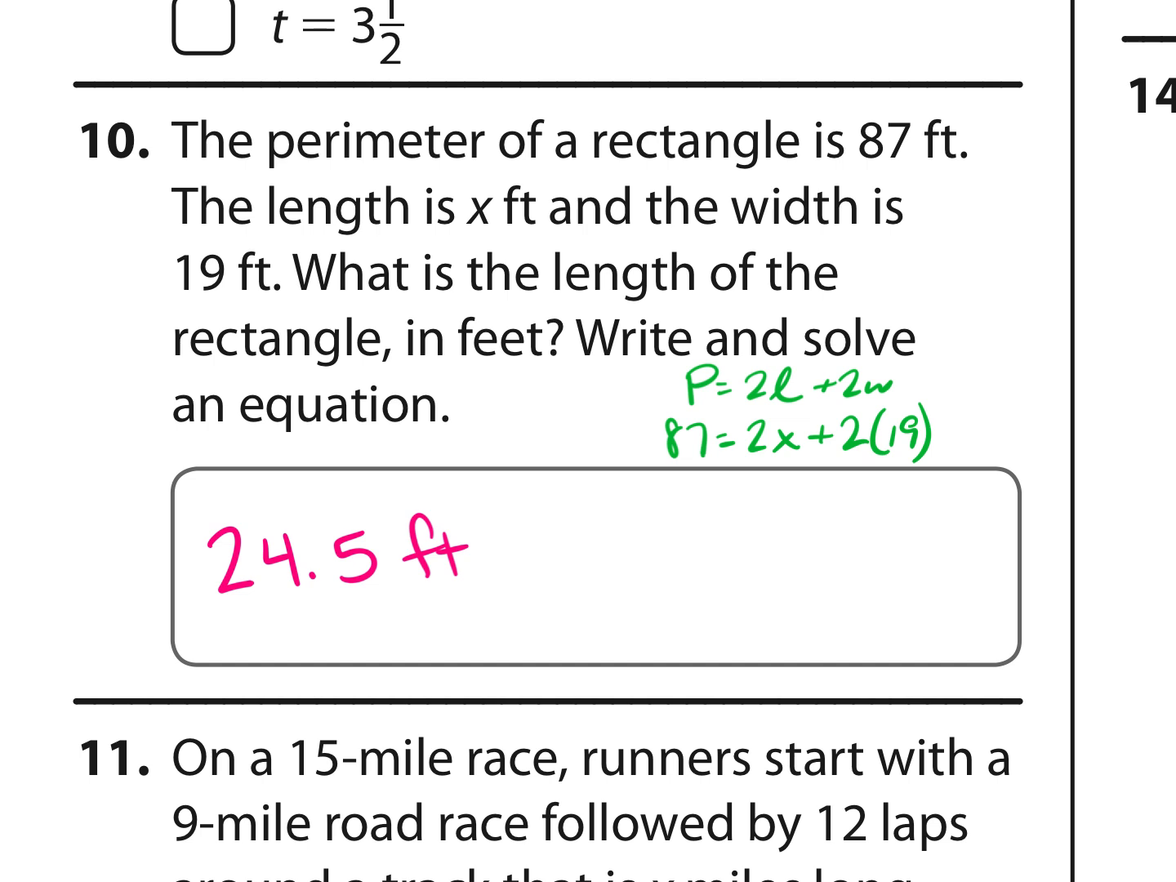So I've set up an equation. I'm going to solve it for x. I'm going to simplify. Now I'm going to subtract 38 from both sides. And I get that 49 is twice the length. So let's divide both sides by 2 to get what the length is. And we get that the length is 24.5.